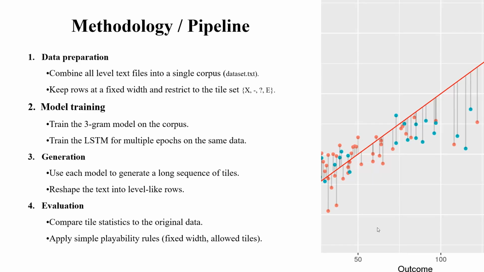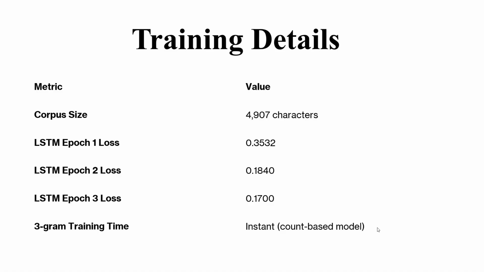I trained the 3-gram model on this corpus, and then I trained the LSTM on the same data for multiple epochs, 3 epochs. Third comes generation. After training, I used each model to generate a long sequence of characters and reshape that text into rows to form new level layouts. Finally, I ran evaluation where I checked how similar the generated levels were to the original data and whether they passed simple playability rules.